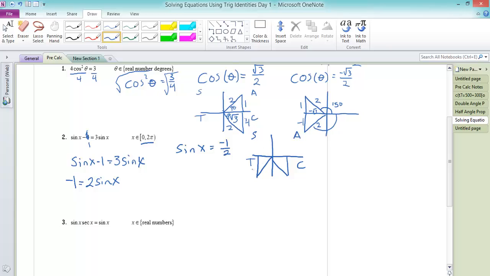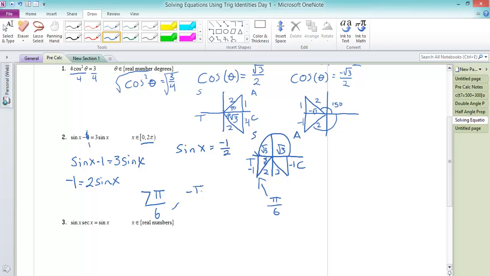So sine is opposite over hypotenuse. So negative 1 over 2, negative 1 over 2. This makes this a root 3, and that a root 3. So this is pi over 6. So that reference angle is pi over 6, which makes this degree measure pi plus pi over 6, which is 7 pi over 6. So we have 7 pi over 6 and negative pi over 6.